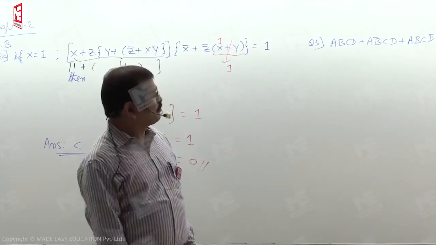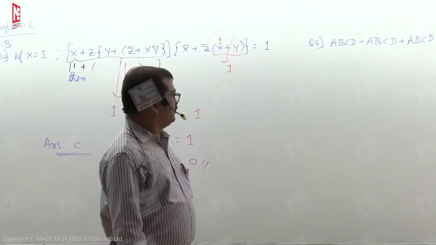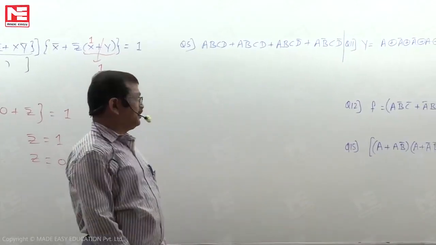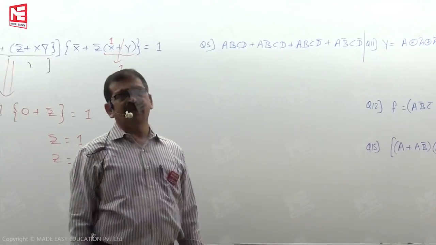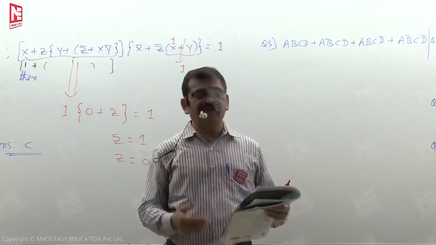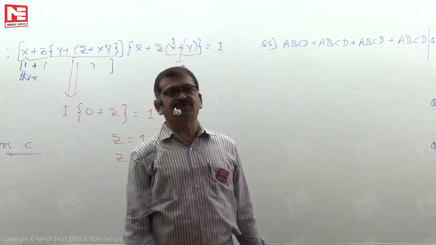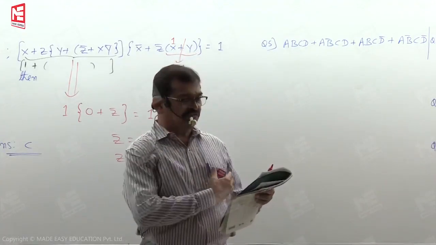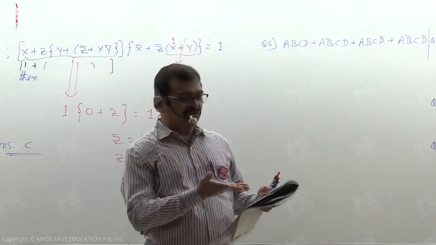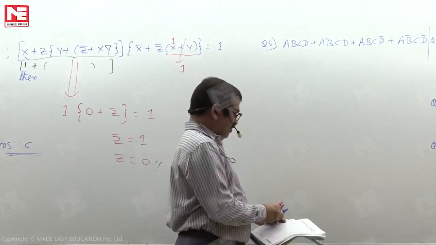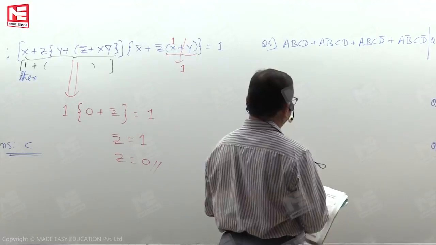The next question is the 5th question from the same chapter 2. We have a given Boolean expression. The question is, when this is simplified, what is the equivalent among the given options? The equivalent we are looking for is the simplified form.